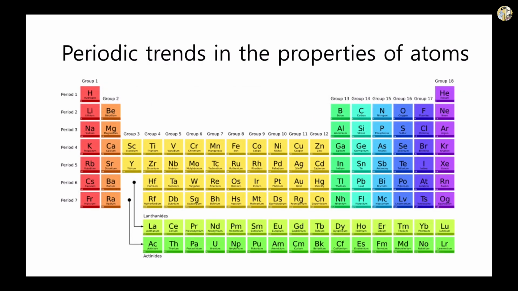Next, we will talk about the periodic trend in the properties of atoms. Do not take this part too seriously, because countless exceptions occur in experimental values, and you will only get to understand them when you fully understand the advanced part of quantum mechanics.